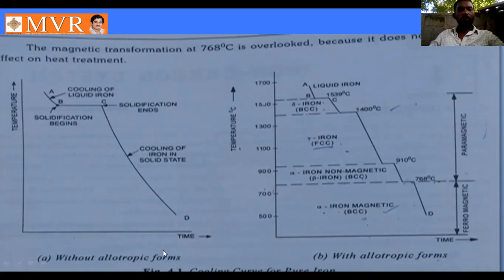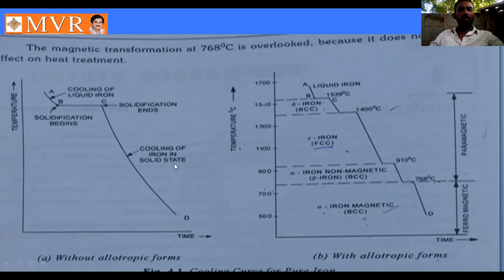Without allotropic form, see here: this is the temperature and this is the time. This is the cooling of liquid iron. We can see the points A, B, C, D. From A onwards, cooling of liquid iron. From B onwards, solidification begins. From C onwards, the solidification ends. From D onwards, cooling of iron in the solid state.